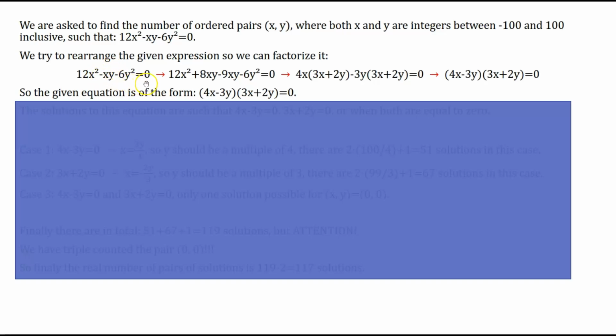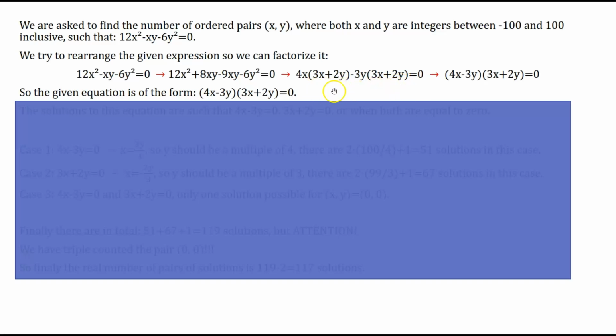In the given expression, what we should do is express minus xy in another form, so that minus xy is equal to 8xy minus 9xy. So the given expression is equal to this new expression, 12x squared plus 8xy minus 9xy minus 6y squared. On this first part we factorize 4x, and we have 4x multiplied by 3x plus 2y, and on the second part we factorize 3y and we get minus 3y, which multiplies 3x plus 2y.